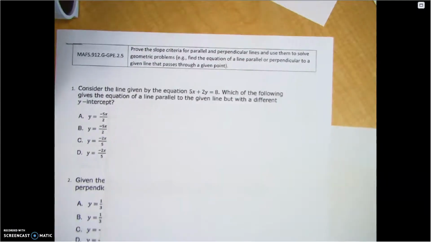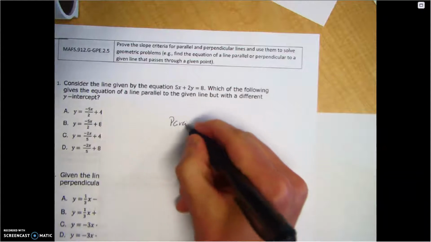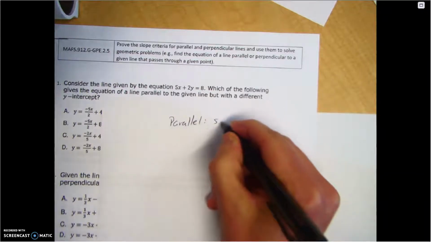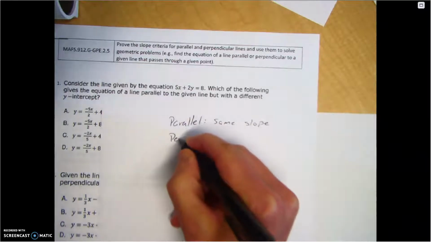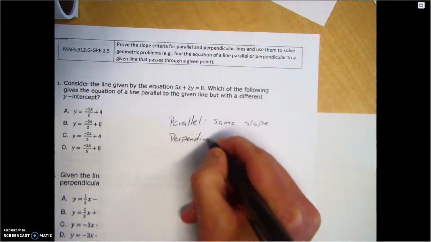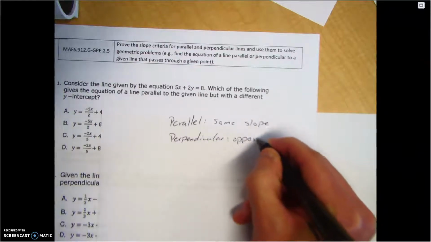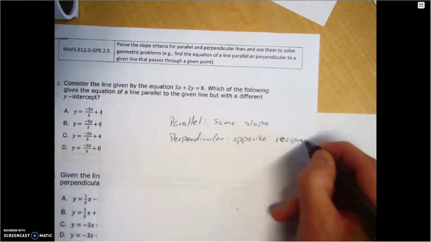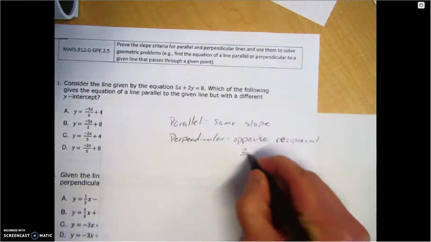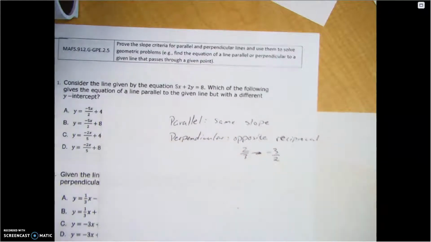We're going to be talking about parallel and perpendicular lines. So remember, parallel is same slope. Perpendicular is opposite reciprocal. What that means is 2 over 3 goes to negative 3 over 2.